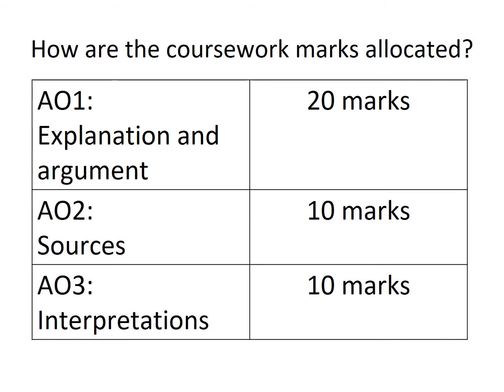And just to remind you, although I'm sure you know, the 40 marks in total are allocated for the coursework in the following ways. You get 20 marks for AO1 for your explanation and argument, 10 marks for sources, and 10 marks for interpretations. I think the 10 marks for the interpretations are to an extent some of the easiest ones to get on this piece of coursework.